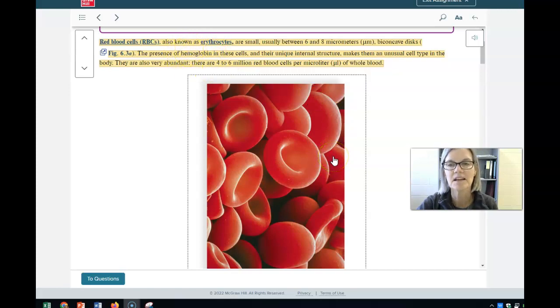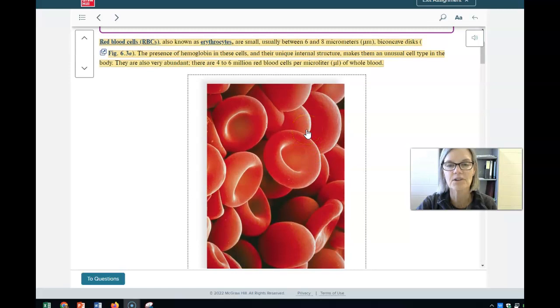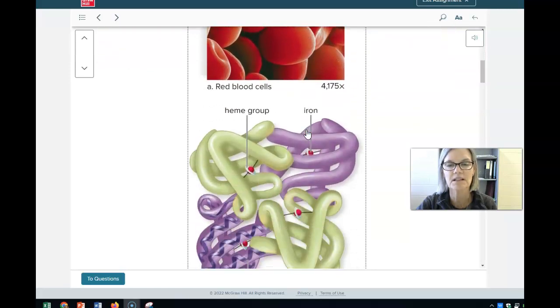And they are quite unique. When you look at blood under the microscope, the majority of what you're going to see are red blood cells. Remember, we said there are other formed elements in the blood. There's white blood cells and platelets, but by far the number of red blood cells is going to outnumber the white cells and the platelets.